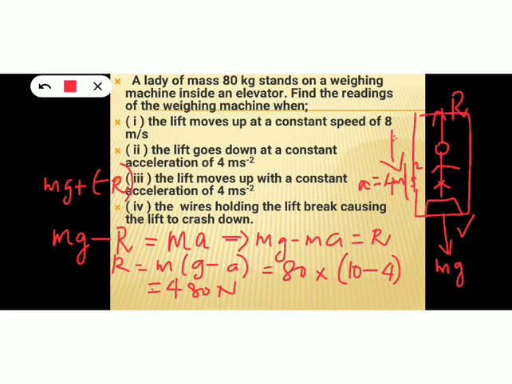And from this, what will be the weight of that lady? It will be 480 divided by 10, and 480 divided by 10 is 48. So 48 kg is the weight of that lady when the lift goes down at a constant acceleration of 4 meter per second square.